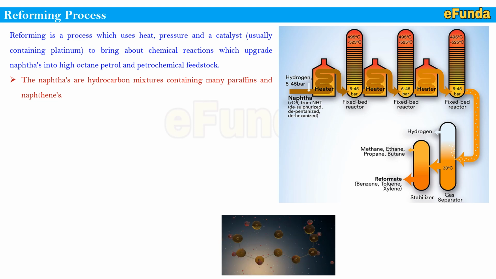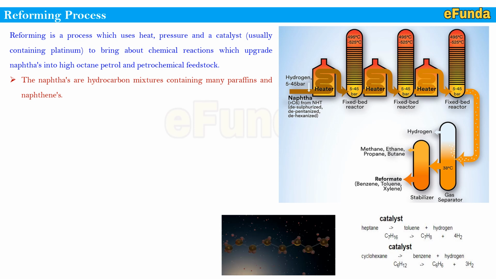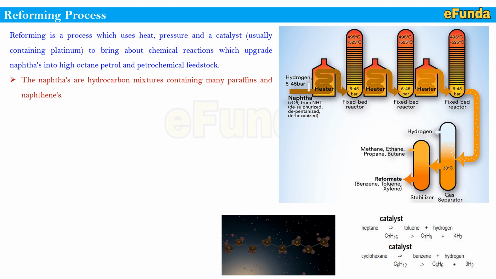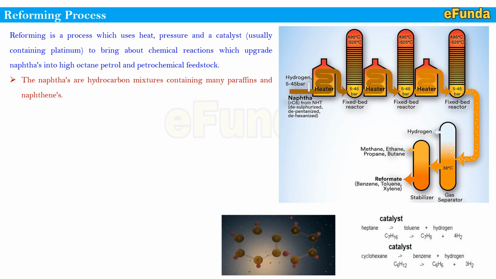One can refer to the catalyst. There you can see heptane equals toluene plus hydrogen. After the catalytic reaction, C7H16 becomes C7H8 plus 4H2, that is hydrogen. Then cyclohexane, C6H12, becomes benzene plus hydrogen, that is C6H6 plus 3H2. This is what the process is all about.